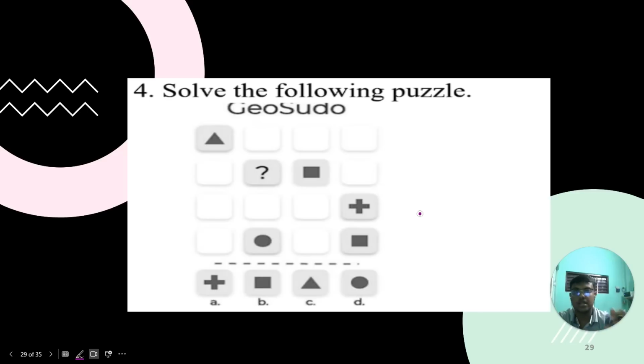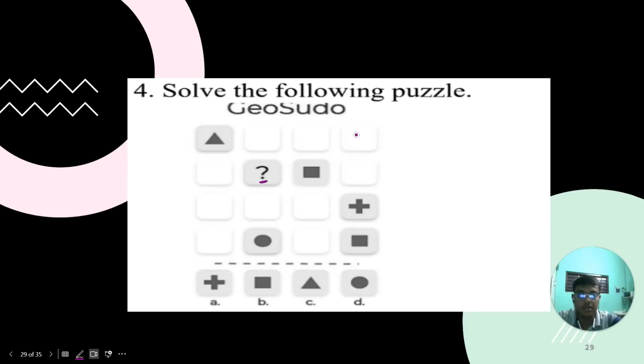Now we move on to the next question. So here we need to find the symbol that would be coming in place of this question mark. So for this question, every element inside a row and every element inside a column must be unique. Okay, so we need to solve it accordingly. It is something like that Sudoku that we have played. It is something like that, but in place of numbers, there are symbols, right?